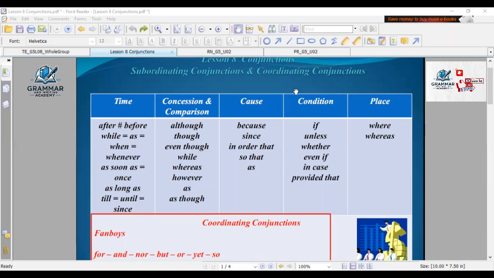Here we have a condition. If something happens, another thing would happen. Like what, Muhammad? Condition: if, unless, whether, even if, in case, provided that. And we have also some subordinating conjunctions that refer to a place, like where, wherever. Thank you so much, Muhammad.